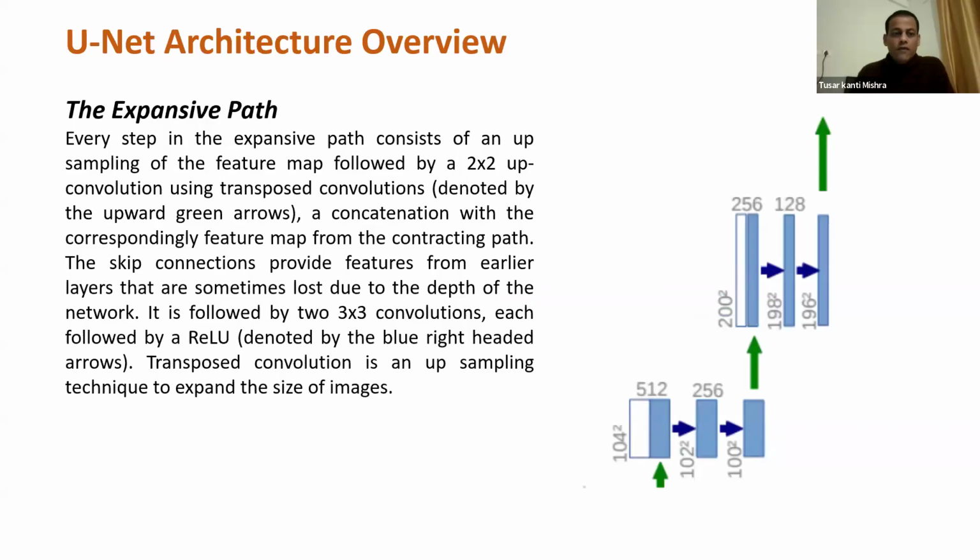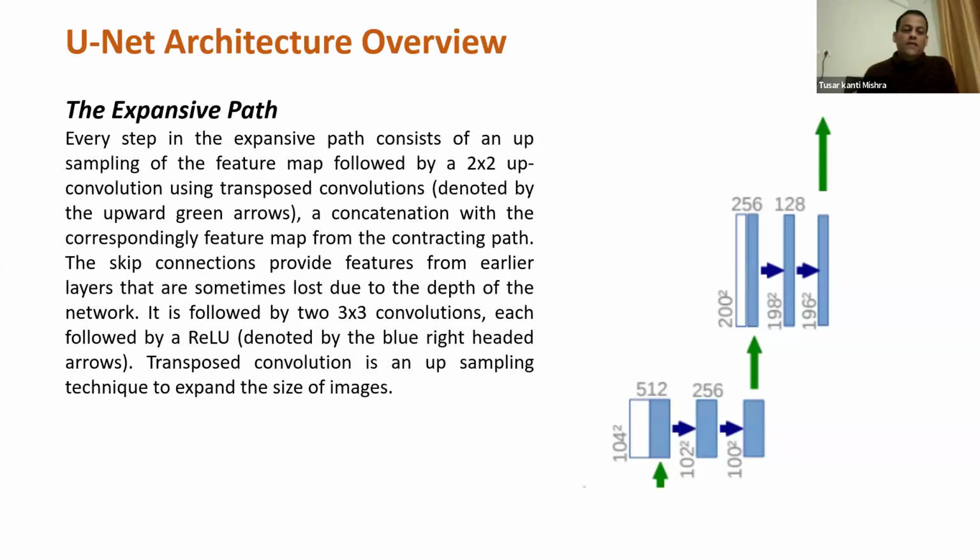Now coming to the decoder, the expansive path. Every step in the expansive path consists of upsampling of the feature map. First, upsampling of the feature map that is received from the bottleneck, and then an up convolution, 2x2 filter size, up convolution.